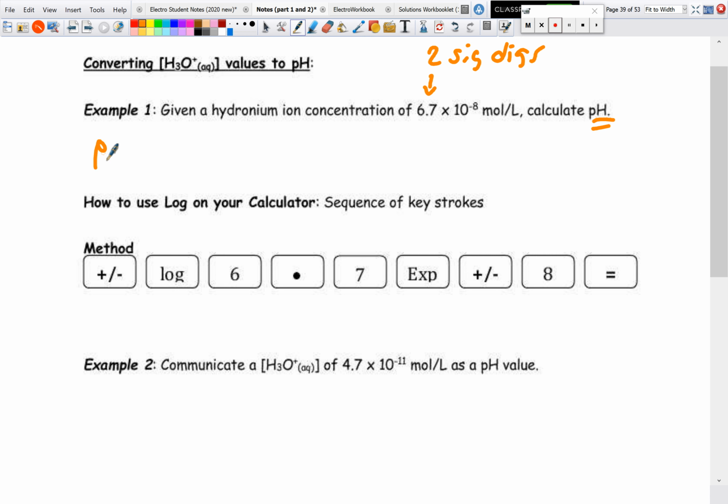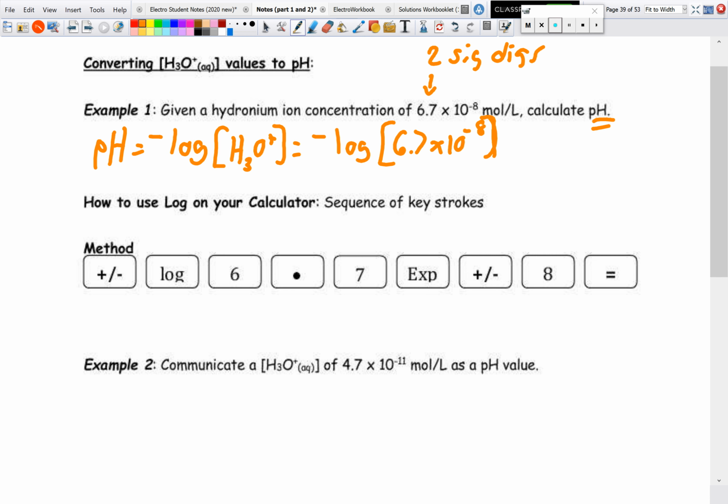So if we want to get the pH, it's just negative log of the concentration of hydronium. So that's negative log of 6.7 times 10 to the power negative 8. And when you put that into your calculator, we will get 7.17. Now I'm writing 7.17 because this is 2 significant digits.